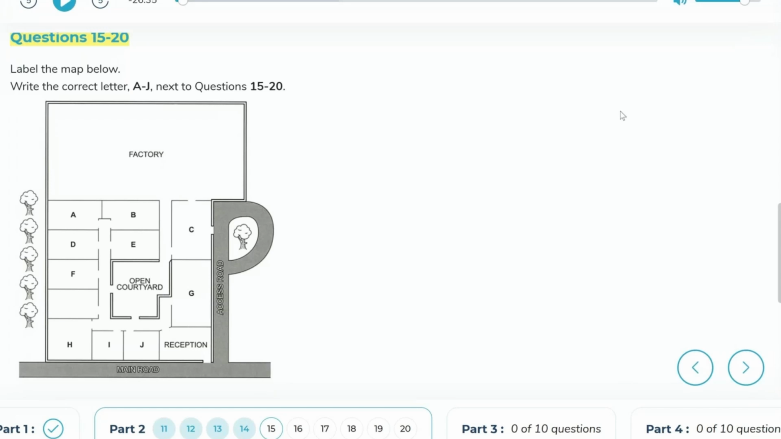Okay, we are in the reception area. It means she's going to start from reception. There is a corridor running left from here. So reception, and corridor running left from here.